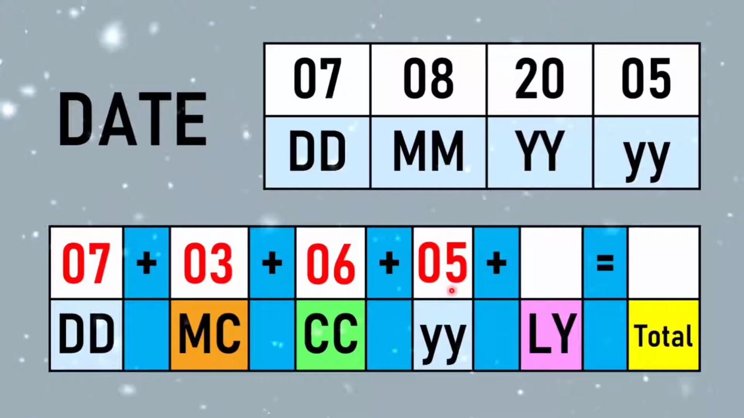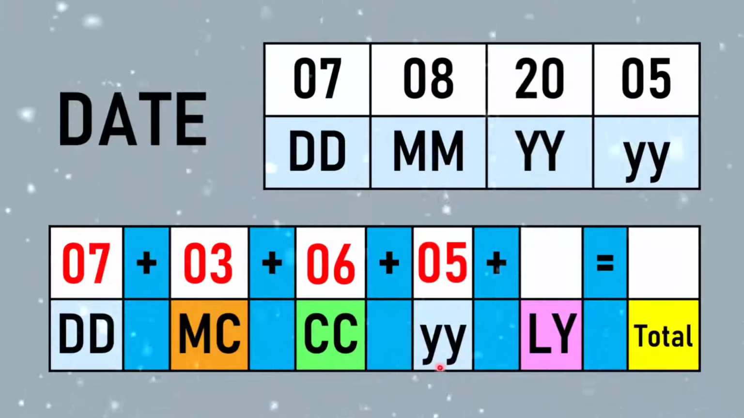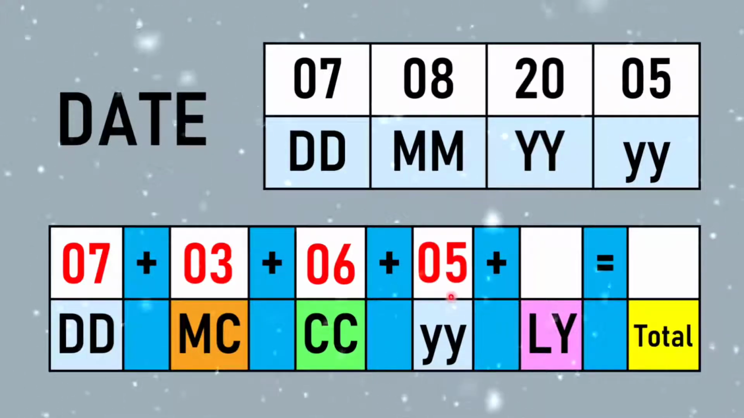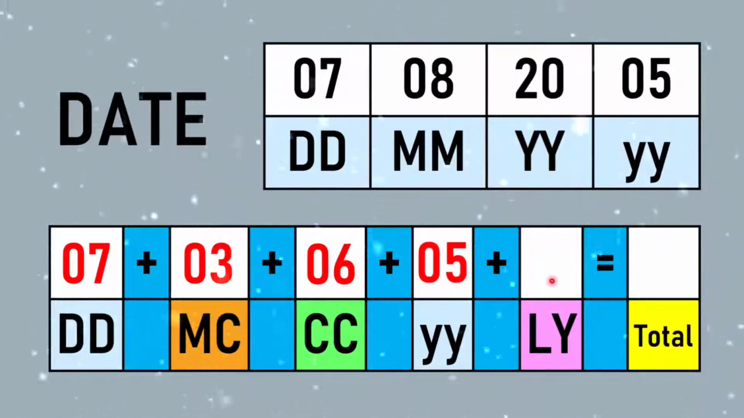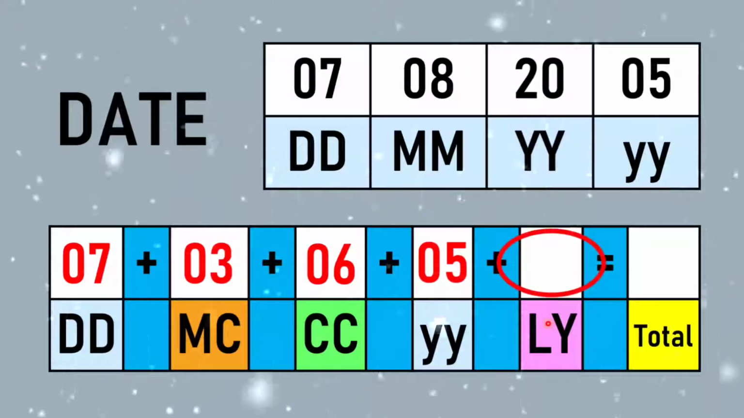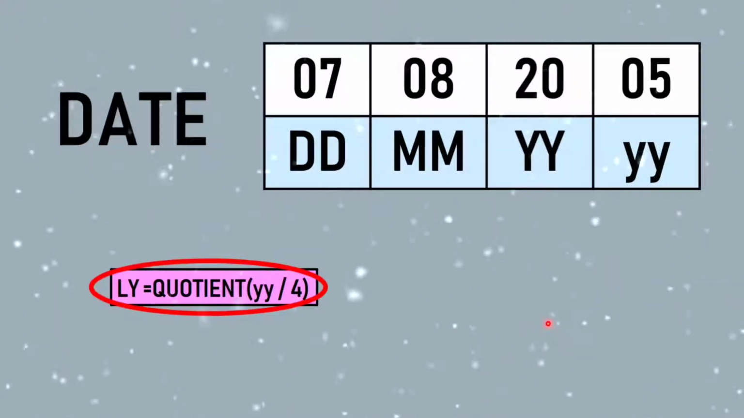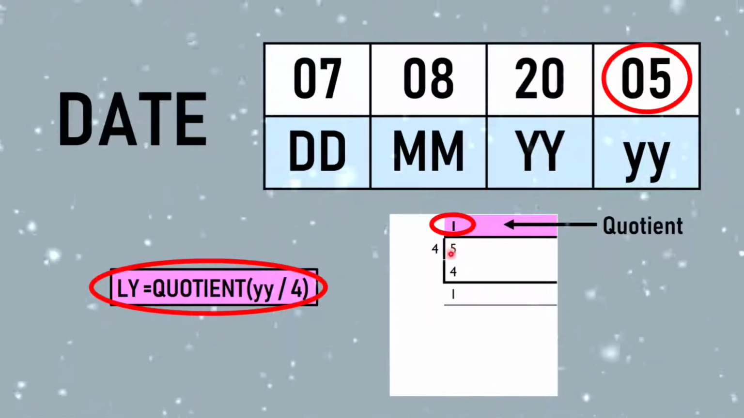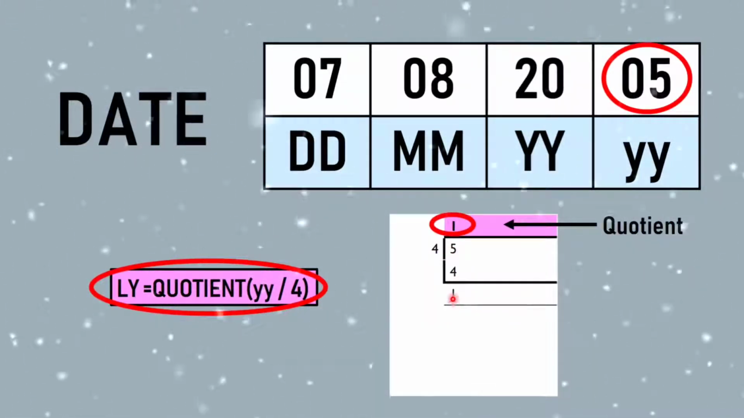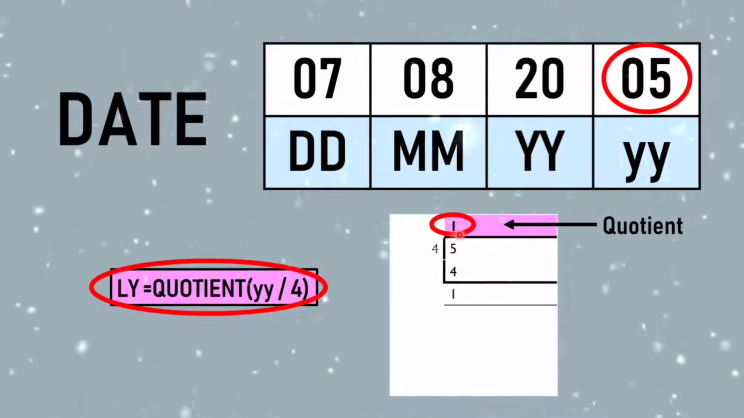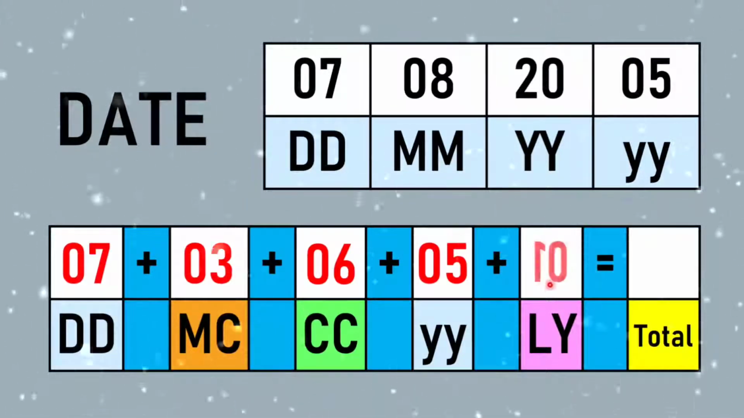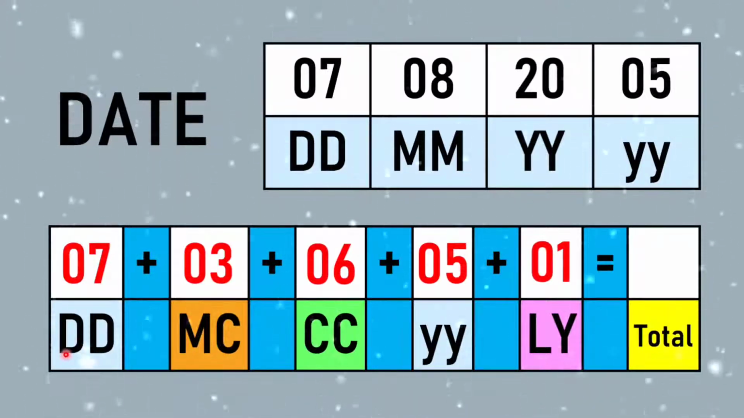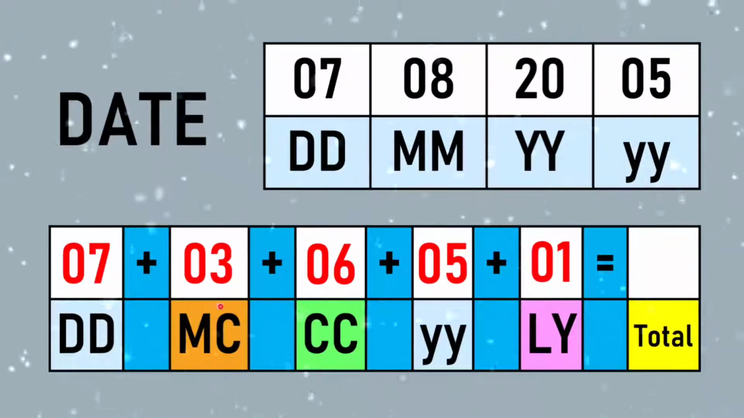And we have to check whether it is a leap year or not, which is the LY field. So the year divided by 4 is what we need to check, and we will have to use the quotient here. So the year is 5. I'm going to divide it by 4, and you can see that the quotient is 1. We don't need to worry about the remainder, so we take the quotient value and we put it here as 1. So we just sum up the values now and we get the total number.